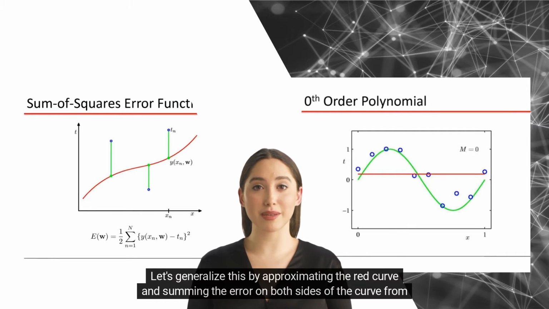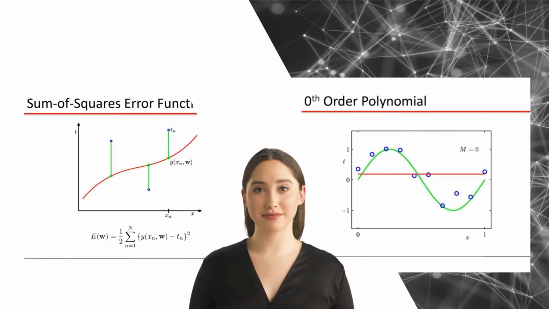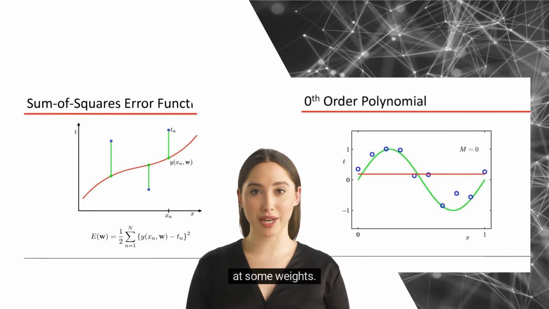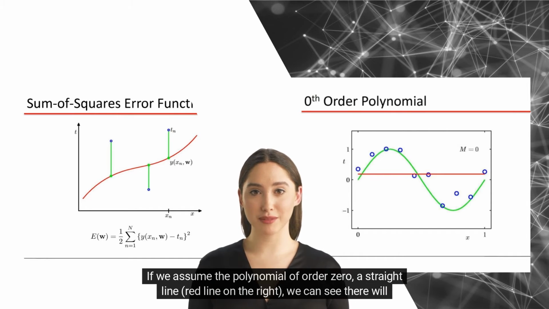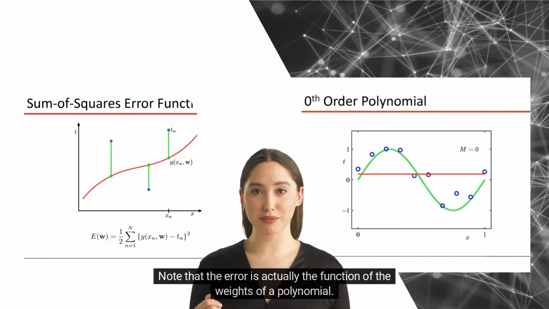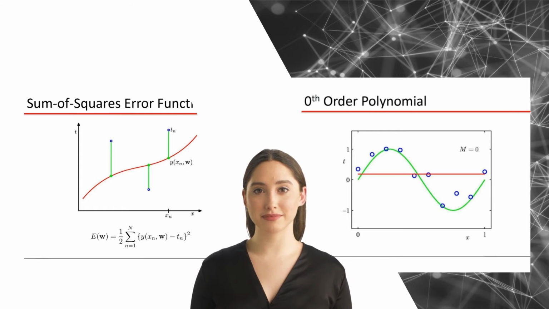Let's generalize this by approximating the red curve and summing the error on both sides of the curve from the actual data points, blue dots. The total error will be the summation of the difference between observed data and data given by a polynomial at some weights. If we assume the polynomial of order 0, a straight line, red line on the right, we can see there will be a huge error, and this is not a good fit for the data. Note that the error is actually a function of the weights of a polynomial. Changing weights can reduce or increase the error.